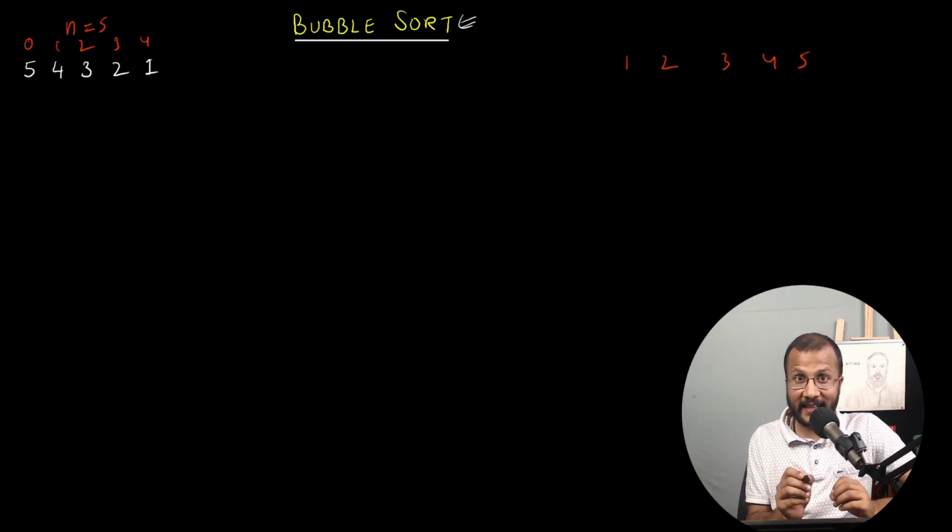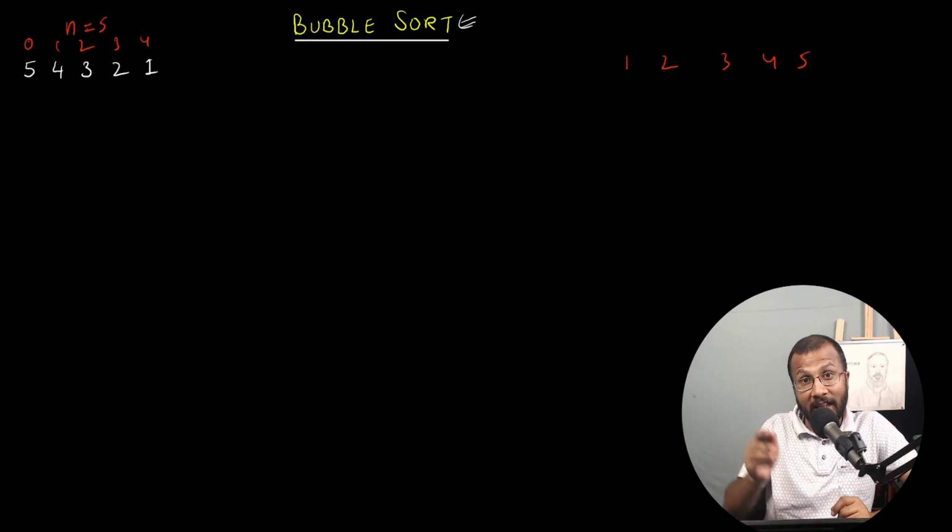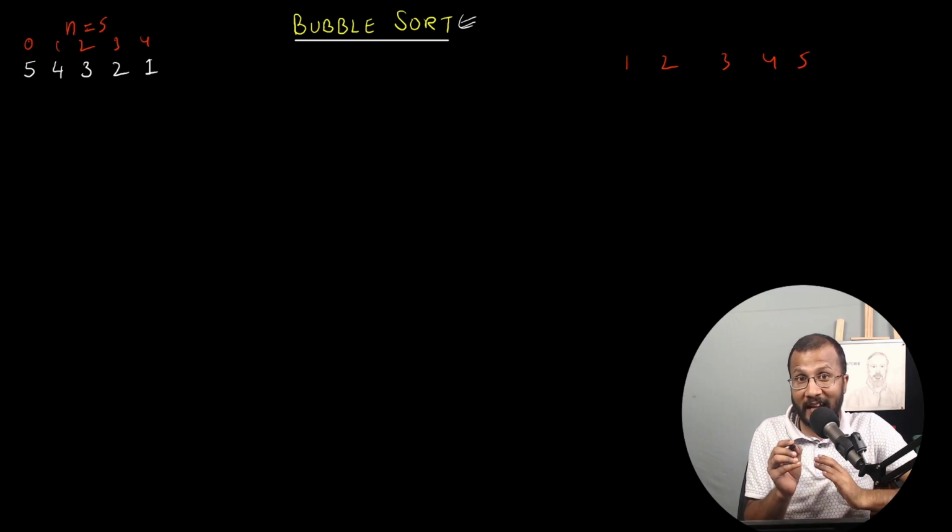Now let us take this array and try to sort it in ascending order. If you have to sort this array in ascending order, that means the element 5 should be residing at the very end, right? 5 is the largest element, so that should come at the end of the array. So we will somehow try to bubble up or push up the largest element to the last index of this array. If you can somehow push this element 5 to index 4, our job is done.